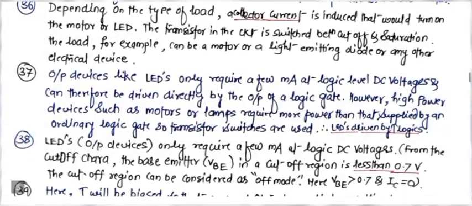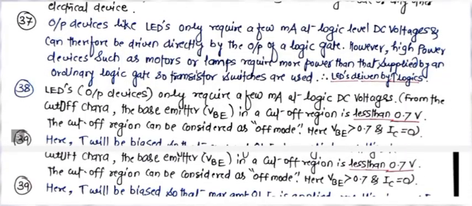Output devices like LEDs only require a few milliamperes at logic level DC voltages and can therefore be driven directly by the output of a logic gate. However, high power devices such as motors or lamps require more power than that supplied by an ordinary logic gate. So transistor switches are used. Therefore, the LED is driven by transistor logic.